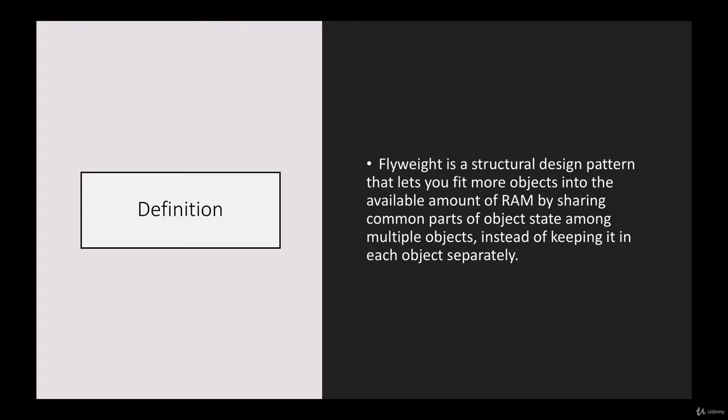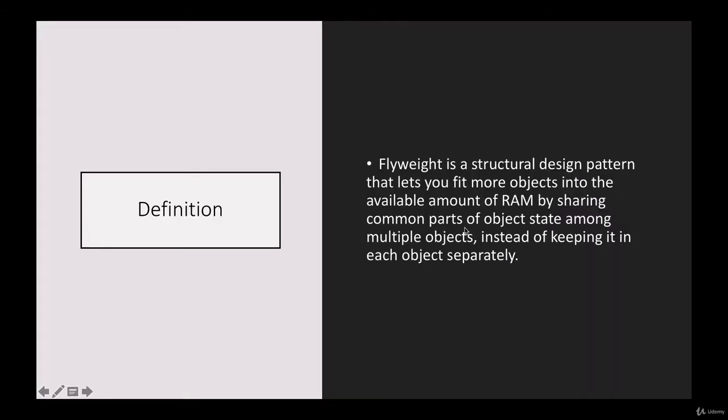There are two things in the flyweight design pattern. To understand this problem, you need to be familiar with two definitions. The first one is the extrinsic state and the second one is the intrinsic state. The intrinsic state of an object is that state of the object which does not change and can be shared across multiple objects.